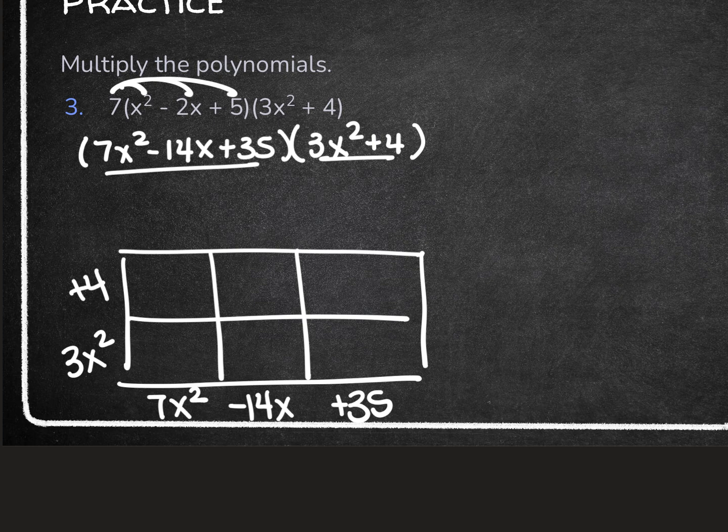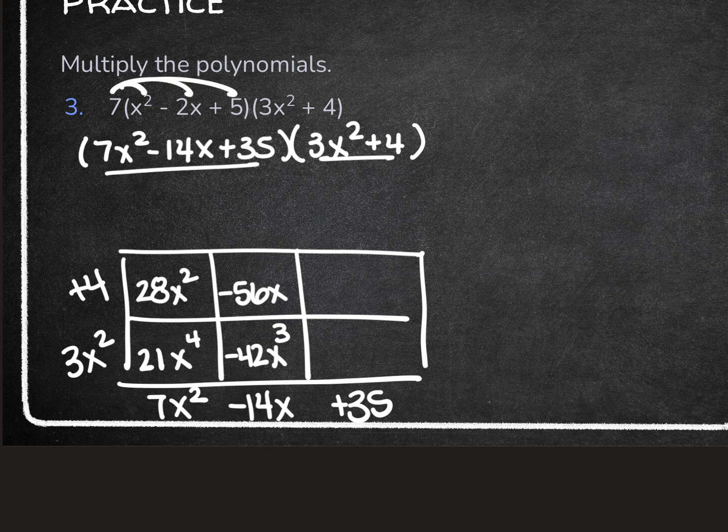So I'm going to do 7x squared times 3x squared. So 7 times 3 is 21. X squared times x squared. Remember, you add the powers, x to the 4th. 7x squared times 4. 7 times 4, 28. Carry your x squared. Negative 14x times 3x squared. So negative 14 times 3, negative 42. X squared times x is going to give me x to the third. Okay, negative 14x times 4 is going to give me negative 56x.